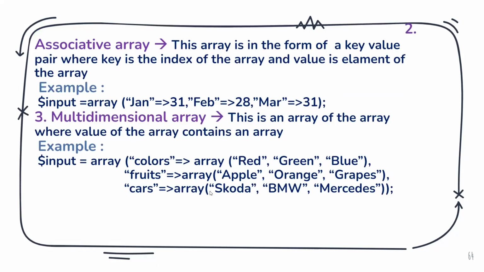And in case of associative arrays, they are similar to dictionaries in Python or maps in C++. We define the key, and also we define the value it's going to store. And the other type of array is multidimensional. A multidimensional array is an array of arrays. One example is shown in the PPT.